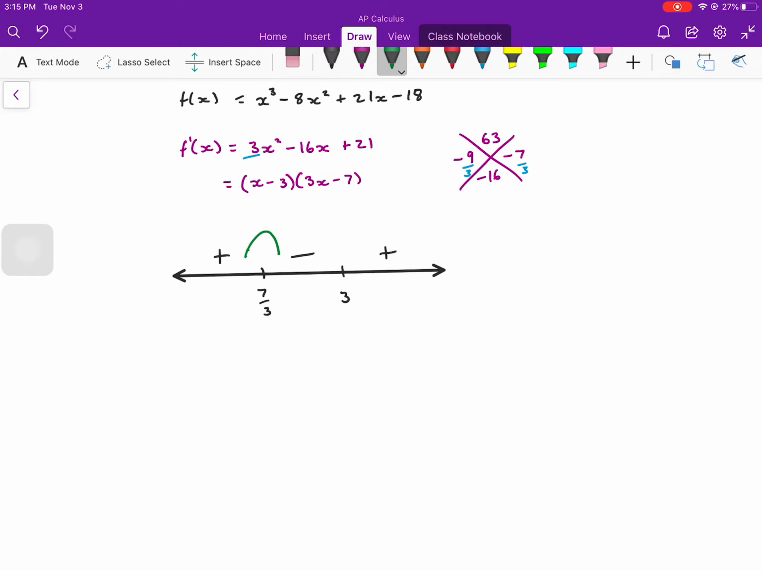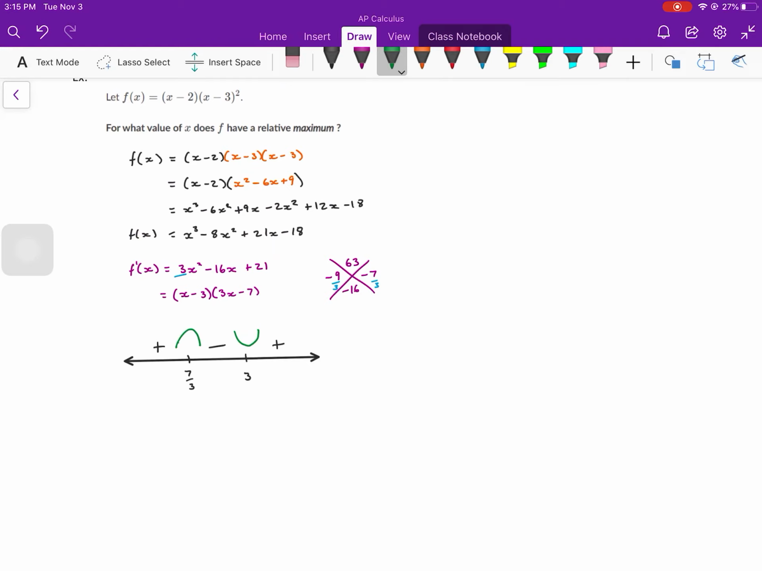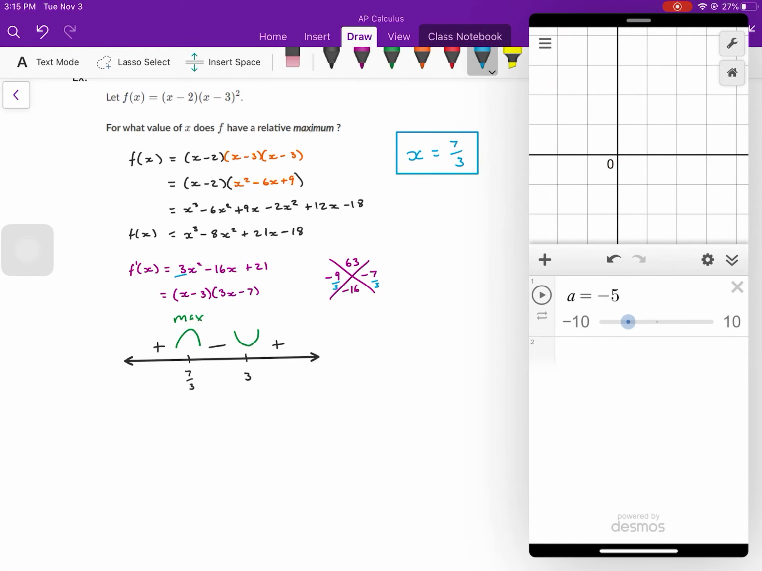So increasing, then decreasing, decreasing, then increasing. This wants to know at what value of x we have a relative maximum. So that'd be x equal to 7/3. So I'm just going to double check that using Desmos. Then we can see the graph, see if what we're doing is making sense. Let's see if I can even draw a rectangle right now. Bad luck on this one, right? There we go, that's perfect.